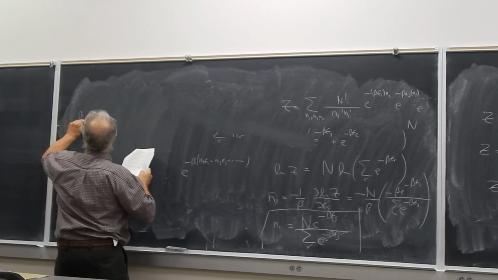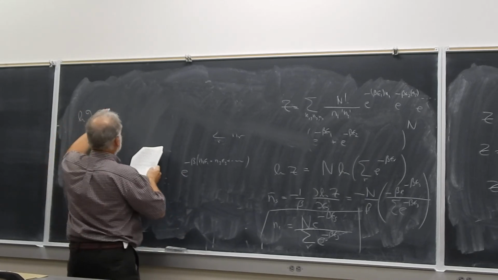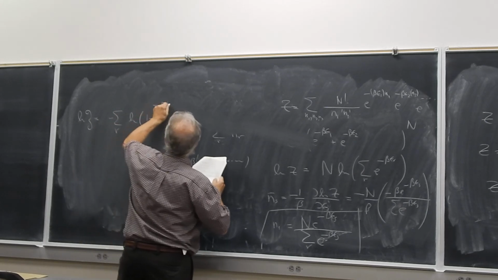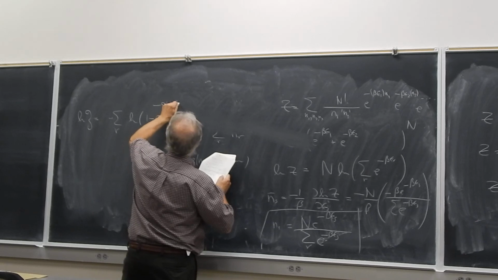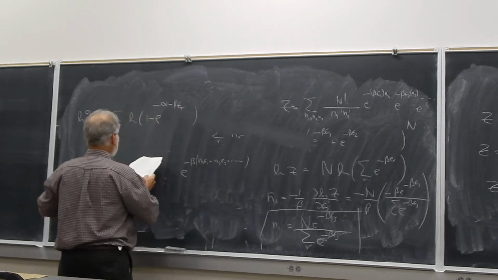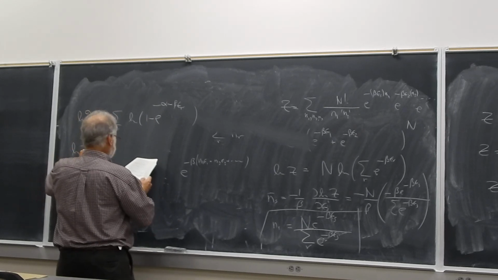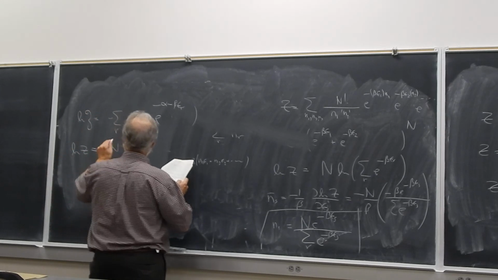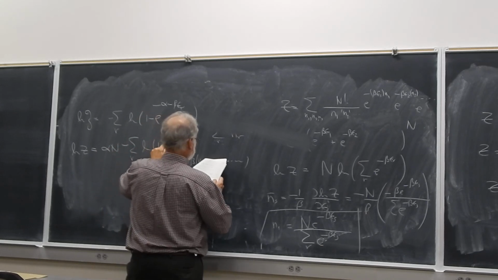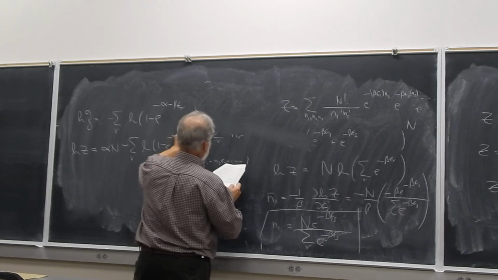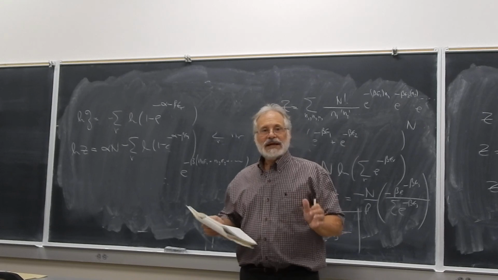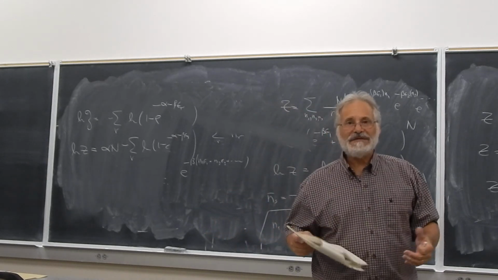Okay, that log Z is equal to minus the sum over r of log of 1 minus e to the minus alpha minus beta e sub r. That means log of unscripted z is alpha N minus the sum over r of log of 1 minus e to the minus alpha minus beta e sub r. Let's pick up with our evaluation of alpha next time.